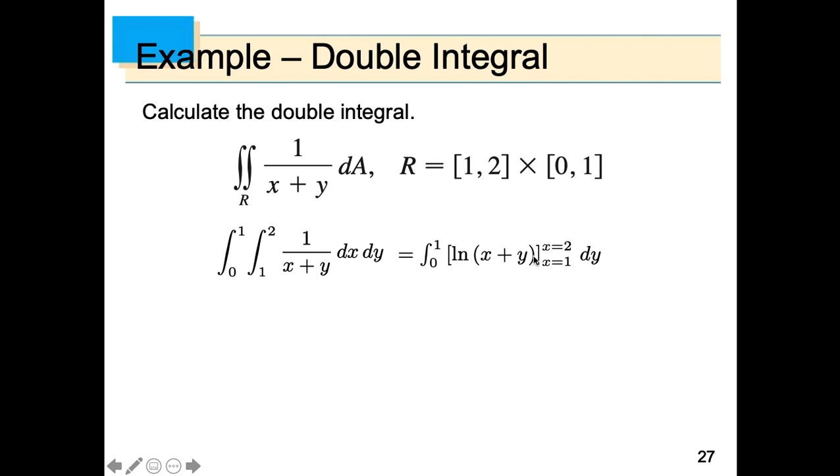And so we go ahead and take a look at this, and we're going to integrate this with respect to x, and then fundamental theorem of calculus part 2 will have us evaluate this from 1 to 2, which gives us this. And now it becomes a function.